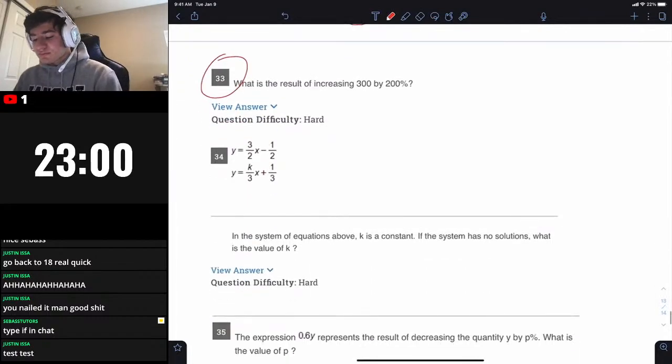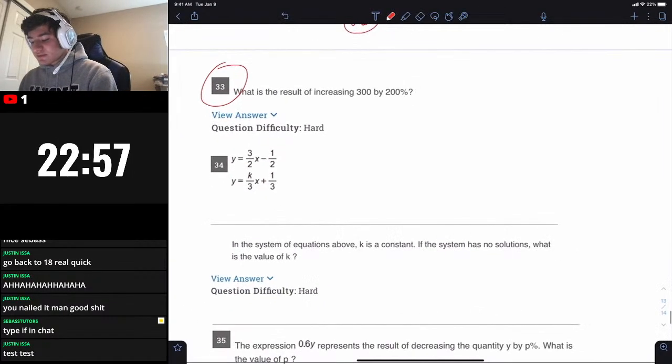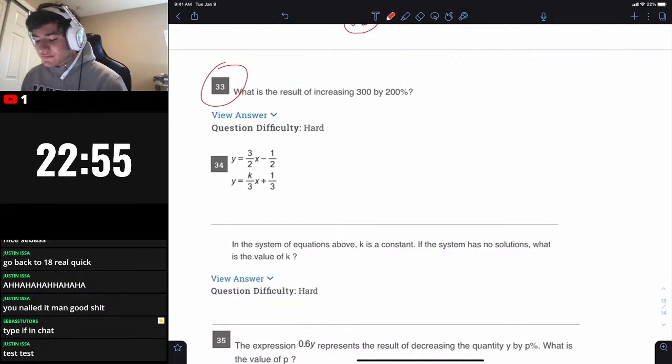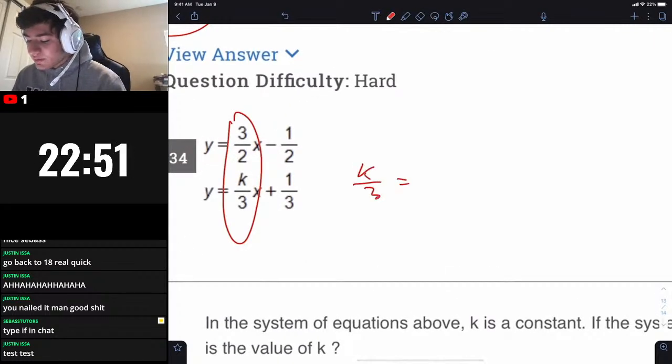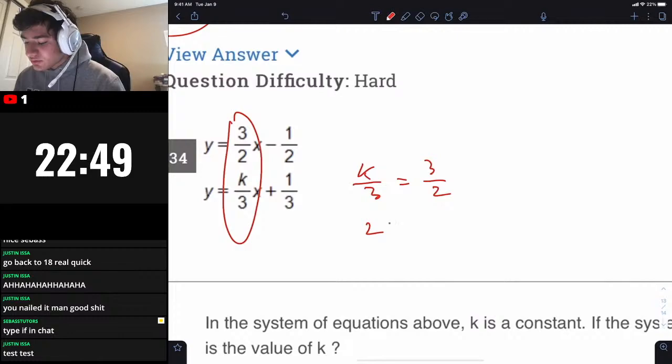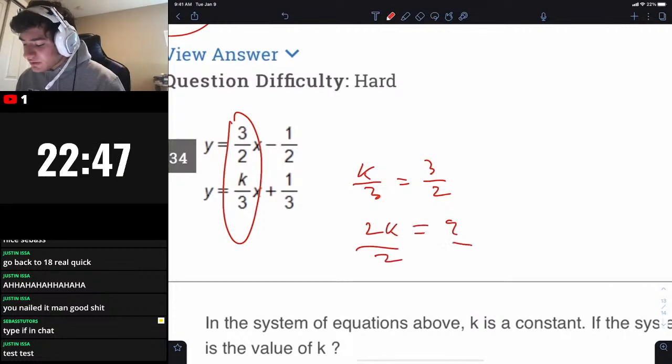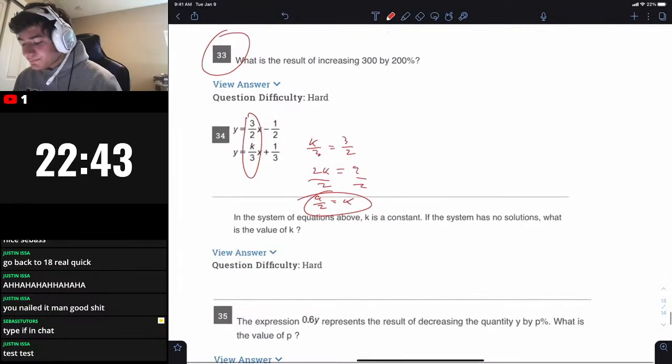Circle. And this is the equations, k, no solutions. What is the value of k? So that means no solutions, so the slopes are going to be equal. k over 3 is going to be equal to 3 over 2. Cross multiply: 2k equals 9. Divide by 2. 9 over 2 equals k. Done.